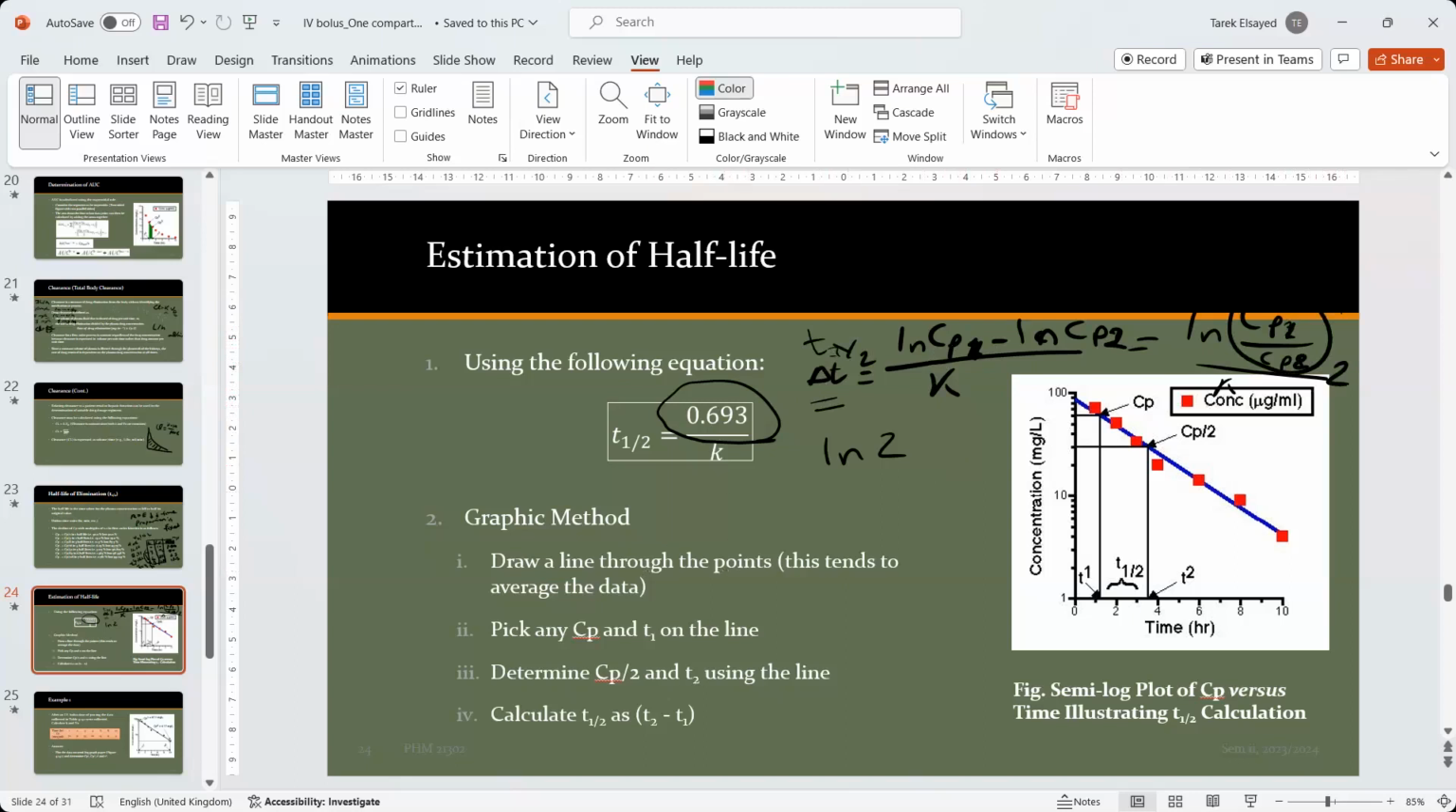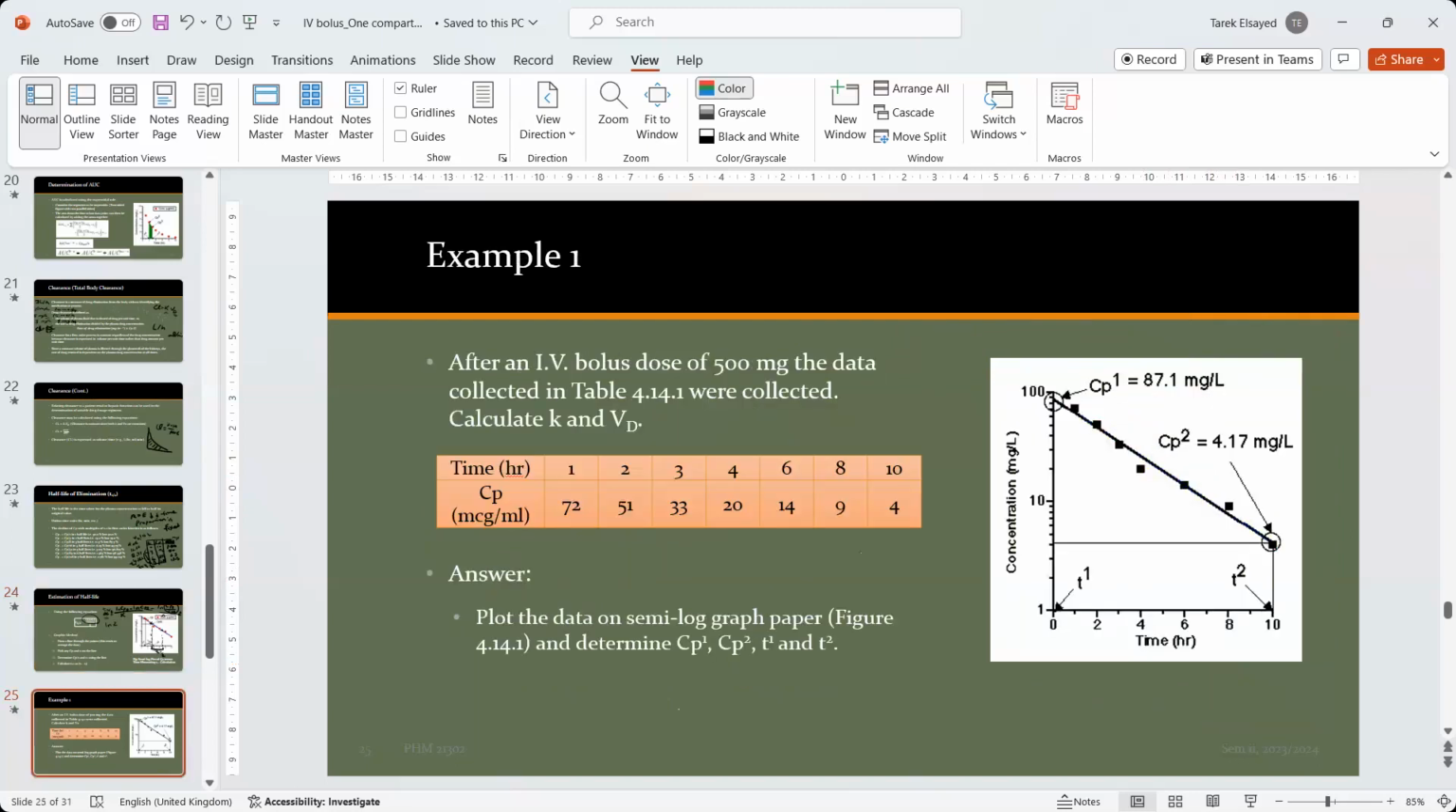How to get it graphically? Just determine any concentration and divide by 2. How much is its half? Maybe this point. Determine the time at this point and the time at that point. The time between them is the T half. Okay, this is how to do it graphically. Determine 2 points of concentration at different times where one is double the other, and determine the time interval between them. This is the T half.